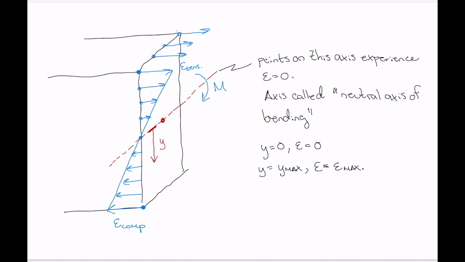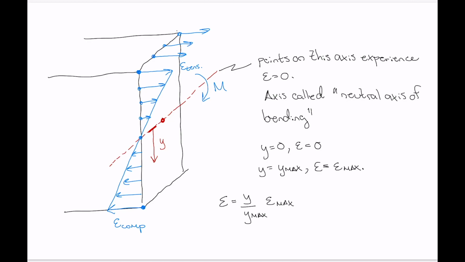And because the change from zero strain to maximum strain is linear, then we can just write a linear relationship saying that the strain at any point is going to be where we are relative to the neutral axis of bending divided by the maximum distance y multiplied by the maximum value of strain. Okay, so here if we replace y with y max, we get epsilon equals epsilon max, and if we replace y with 0, then we get epsilon equals 0.